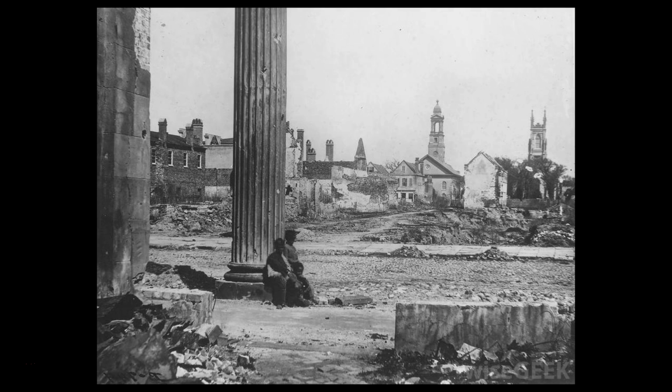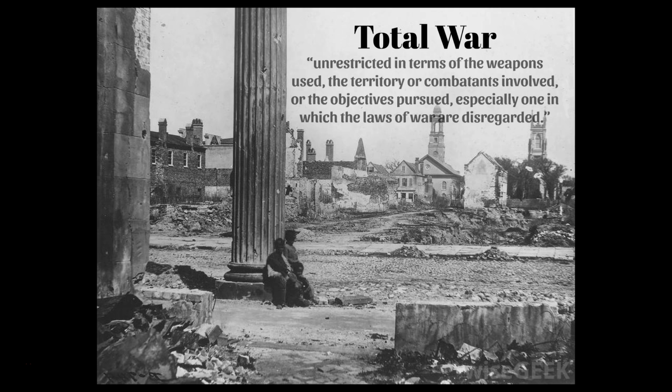To understand how and why slavery came to an end, the context of the Civil War is critical. The American Civil War was perhaps the world's first total war. That is, a modern or industrial form of warfare that is unrestricted in terms of the weapons used, the territory or combatants involved, or the objectives pursued, especially one in which the laws of war are disregarded.